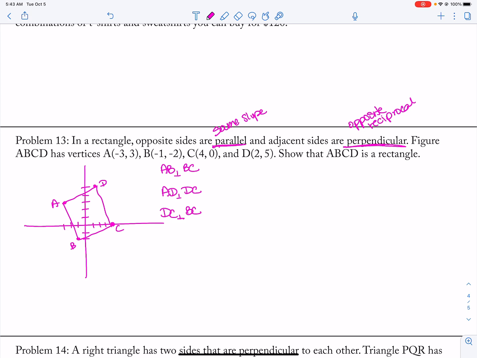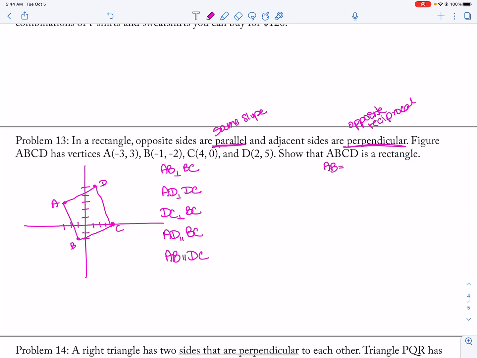Okay. So then I also need to prove parallel. So I need to prove AD is parallel to BC. And I need to prove that AB is parallel to DC. By finding slope. So we need to find the slope of AB. We're going to find all these different slopes, and then we'll just use them to prove that it's true.